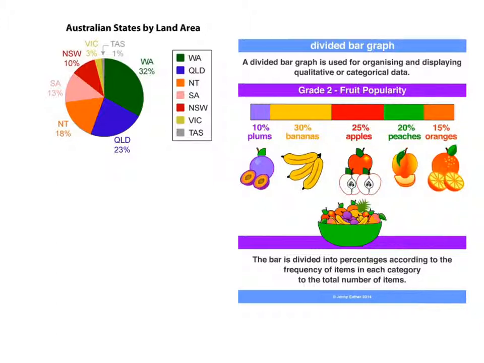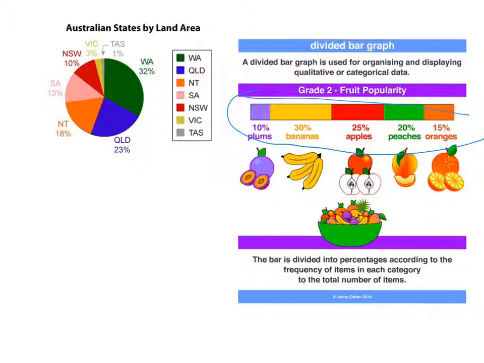So, on the divided bar graph that we have over here, we can display information about the percentage of fruit. This was actually a survey of what people's favourite fruit was, and you can see 30%, for example, said bananas. Now, we don't know how many people said bananas. It could have been 3, it could have been 300 for all we know. But we're not interested in that. We're just interested in showing the proportion.